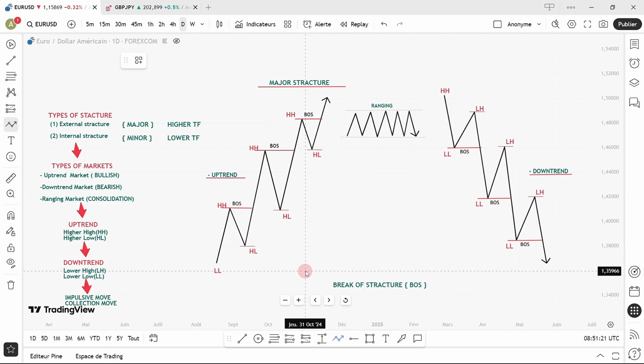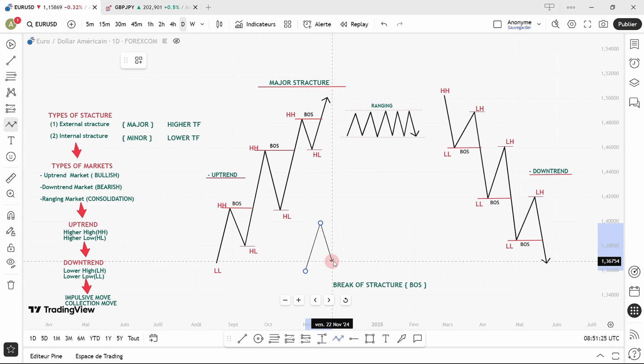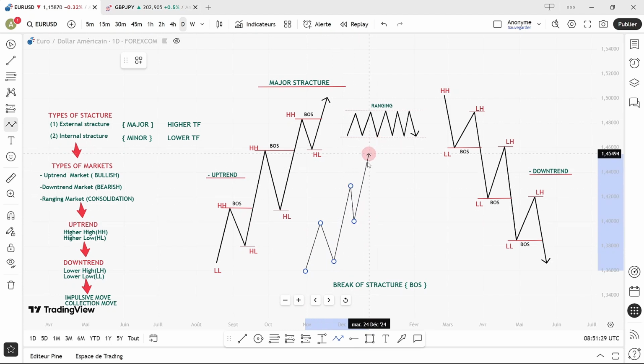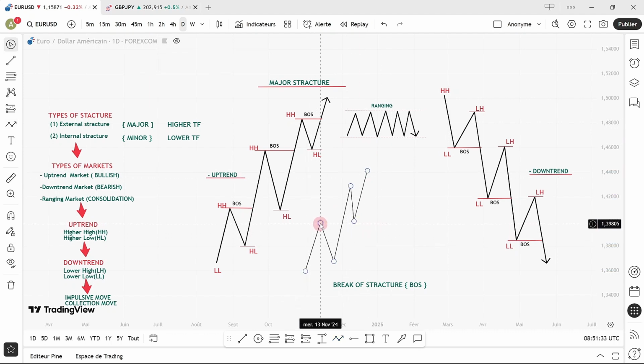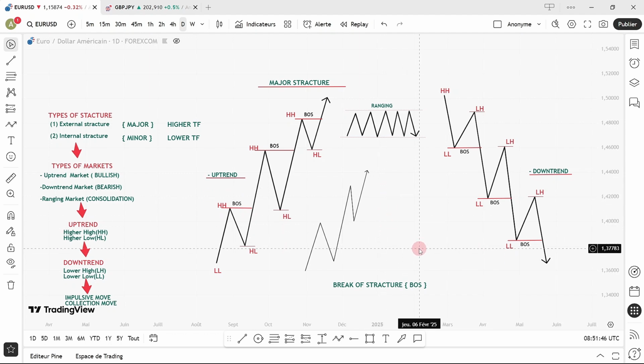So when the market is printing a series of higher highs, it is called higher highs and higher lows. Simply, this high is higher than this one, and this low is higher than this one. And there is something you have to pay attention to. It is very, very essential. It is called a break of structure. That's why I have highlighted it here. So you need to pay attention to it.